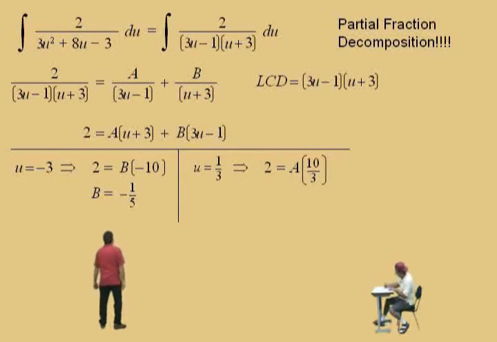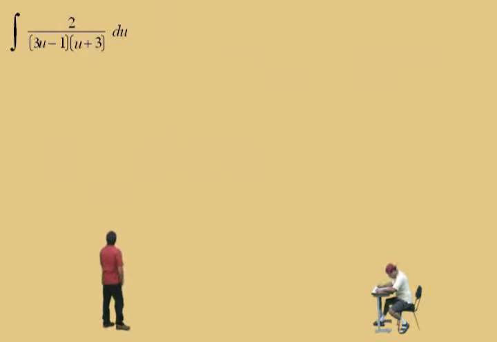10/3, very nice, Charlie. So A is equal to, solve for A. What do you get, Charlie? 6/10? 3/5? 3/5, that's right. You get 6/10, which reduces to 3/5. All right, Charlie. We finally got our A and B, and now we can go ahead and take our integral and decompose our rational function into two separate fractions, right? And hopefully we can integrate. All right, here we go. So remember, we had A over 3u minus 1, right?